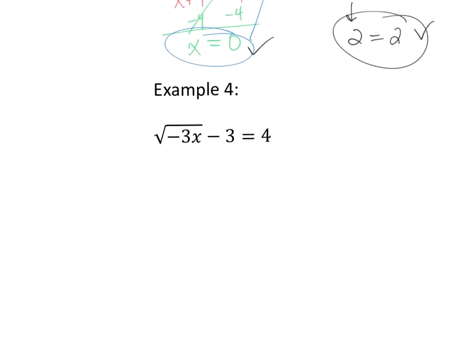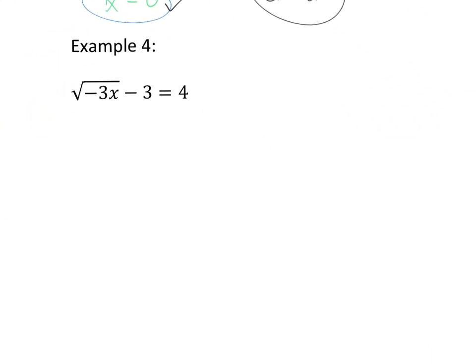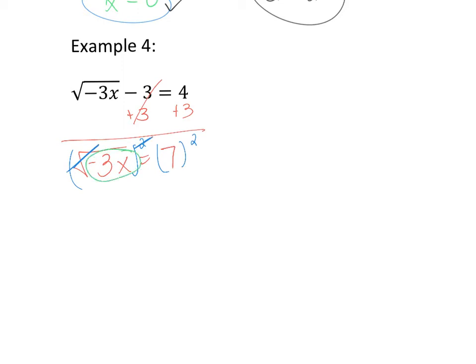Okay, we're going to come over to number 4. Now, with number 4, there is one step that I want you guys to take before we square each side, and that is adding 3 to both sides. This will make your life a lot easier. It will be a lot more simple. So now these cancel out, and we're left with the square root of negative 3x is equal to 7. Now we want to square both sides so we can get rid of the radical. So my radical cancels, my 2 exponent cancels, and whatever is left in the radical drops down. So negative 3x equals 7 squared.